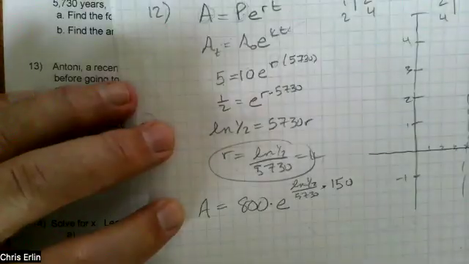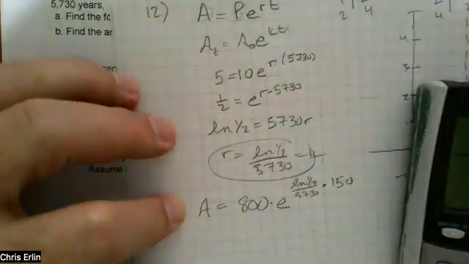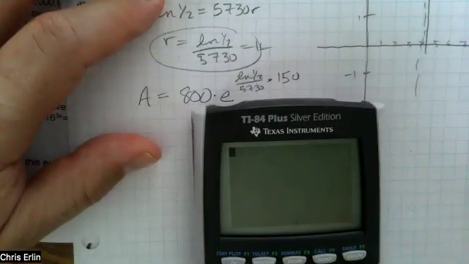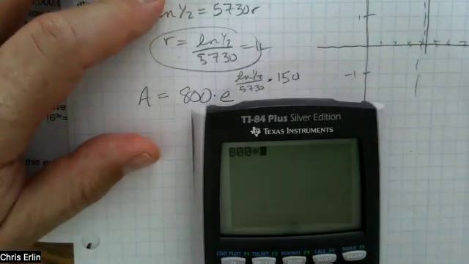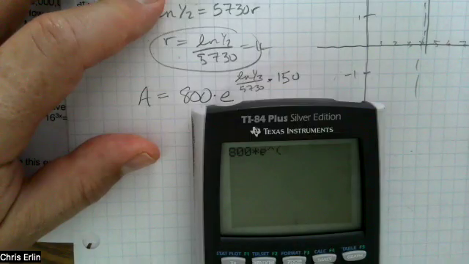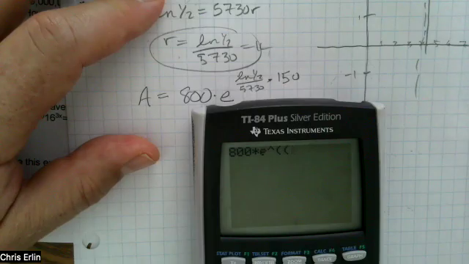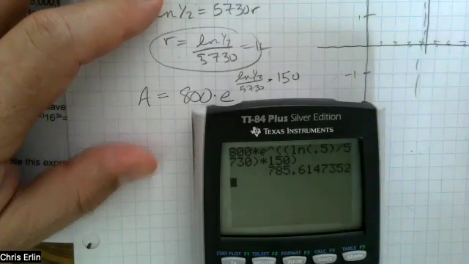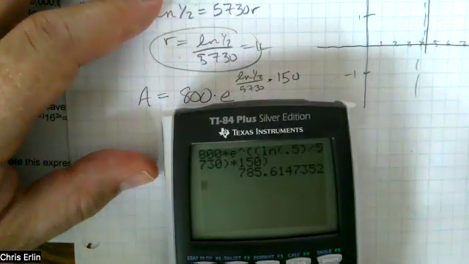And that's just now a plug into the calculator and solve that. So I'm going to go with 800 times e to the, in parentheses, I'm going to do an extra parentheses, ln 0.5, close that, divided by 5730, close that, times 150. And I get 785.61.